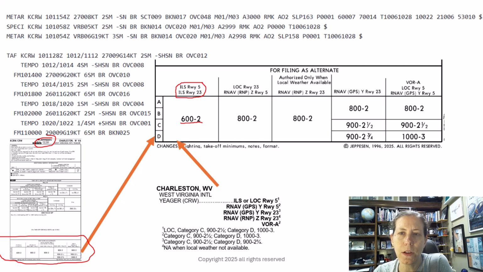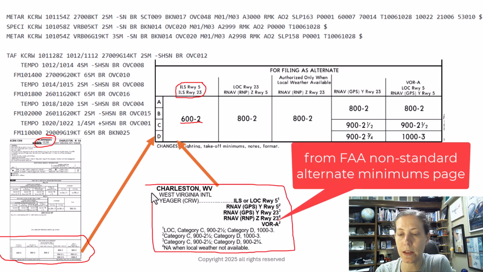Now, also, if there's some kind of non-standard thing, there is some non-standardness going on. I pulled this part out of the FAA's online terminal procedures search, so you can search for that.